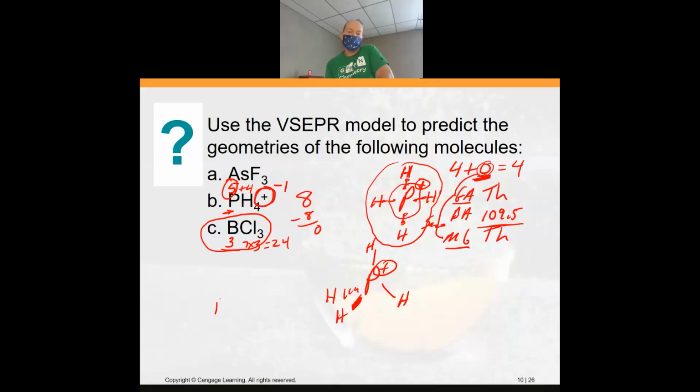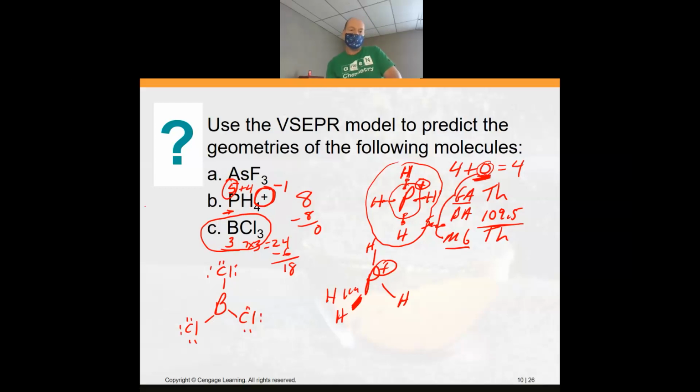And so you have your boron bonded to three chlorines. So we subtract six, and then we have 18 electrons left. And so is 18 enough electrons to give everything an octet? Well, the answer here is no. And it all depends on what the question is. All right, so we need 20. So that means that we need a double bond.